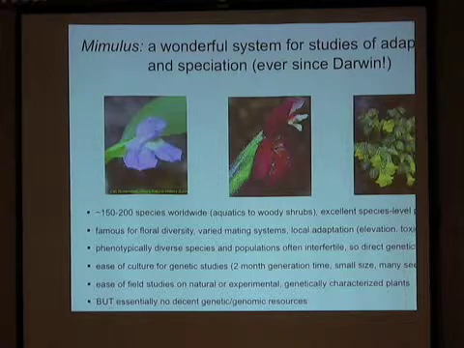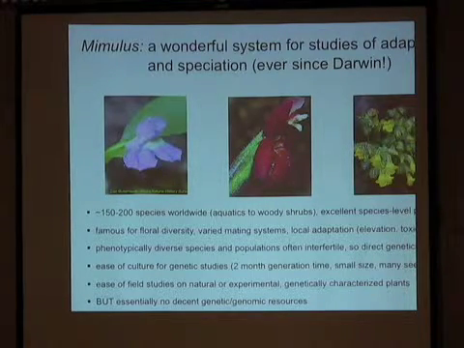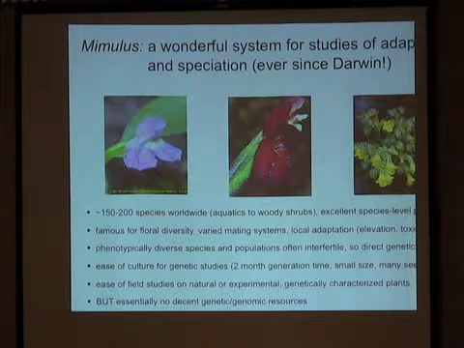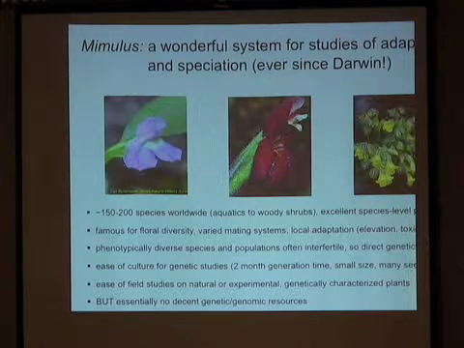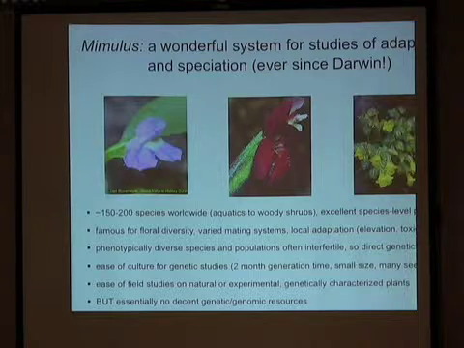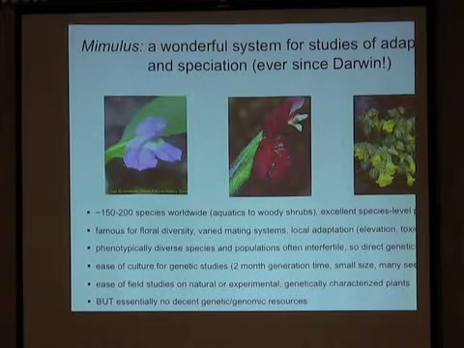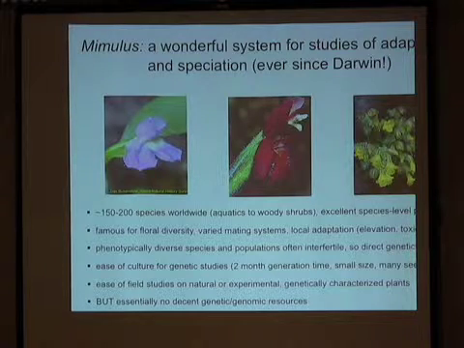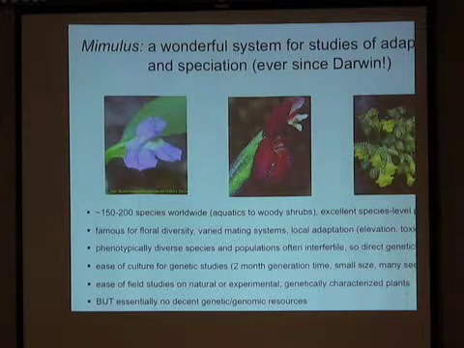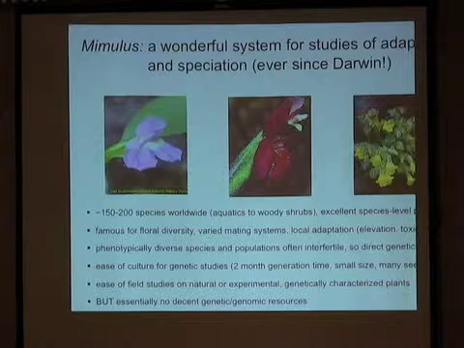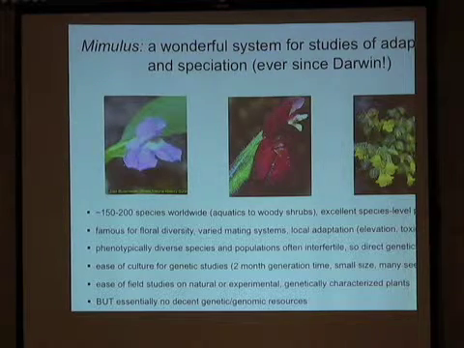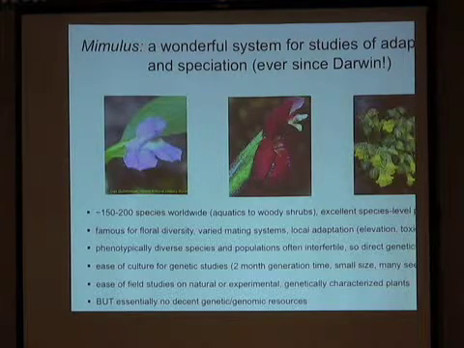They range from tiny little aquatics that are used as aquarium plants to big woody shrubs here on the coast of California. There's an excellent species level phylogeny, and Mimulus species have been famous over the years for their extreme floral diversity. I'll show you some of that in a second. Varied mating systems from outcrossing to self-fertilization, and adaptation, as you'll see, to very local or extreme environments.